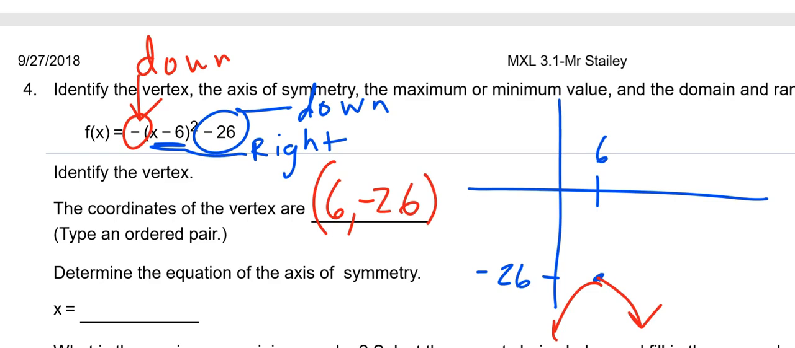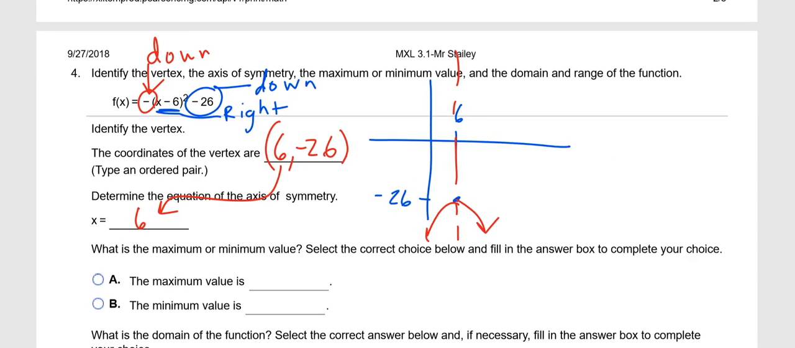How about that axis of symmetry? The line that cuts it in half. X equals 6. Yeah, you're just copying that number down, right? Because it's the same. Do we have a maximum or a minimum? We have a maximum. What is that maximum? -26. The maximum, remember, is a y value.